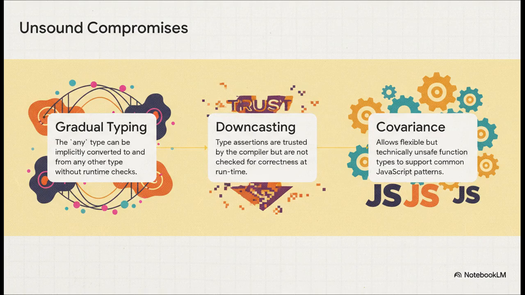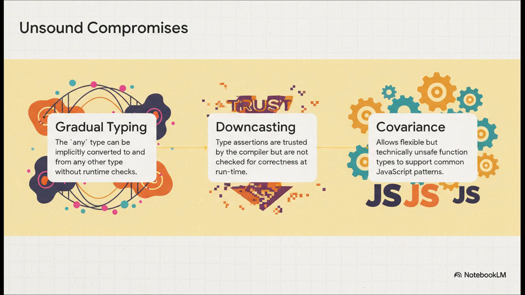So what do these compromises actually look like? Well, you can think of them as these unsafe bridges connecting the strict world of TypeScript to the dynamic world of JavaScript. The any type is the biggest bridge, of course. It's a total escape hatch from type checking. Then you've got downcasts, which is basically you telling the compiler, hey, trust me on this one, I know this is a circle, without any checks to back you up.